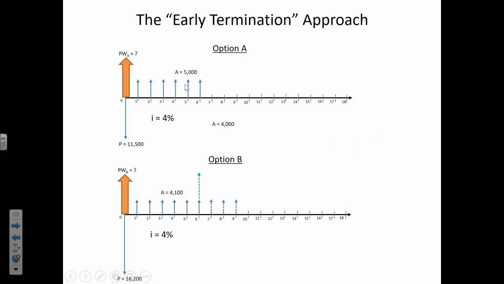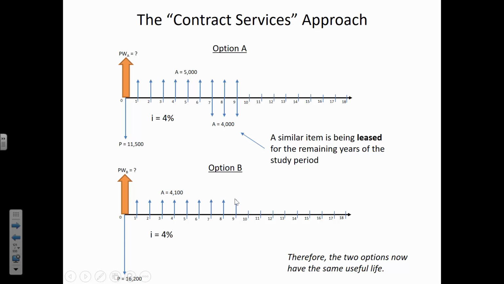Okay, early termination: what it does is it takes the cash flow diagram that is too long and it shortens it. So in early termination, we're saying option B is too long. Instead of lengthening option A, let's make option B shorter. And the way that you do that is you sell the item early, rather than just using it until it wears out, or its normal horizon here, which is 9 years.